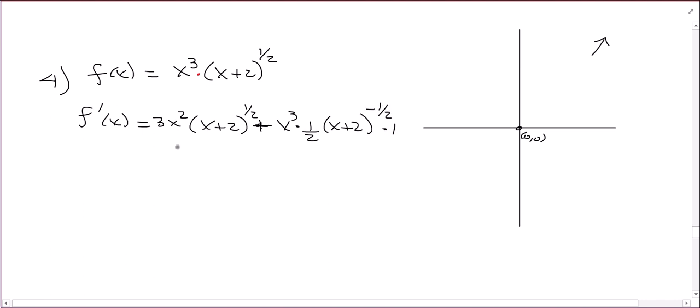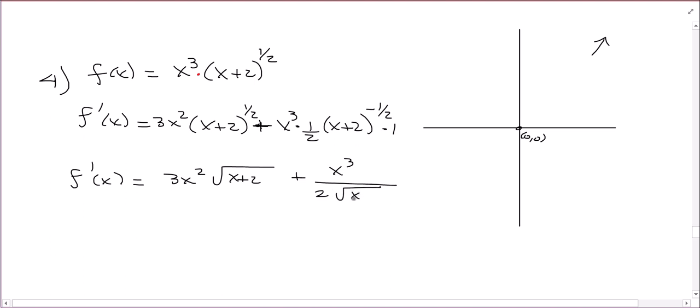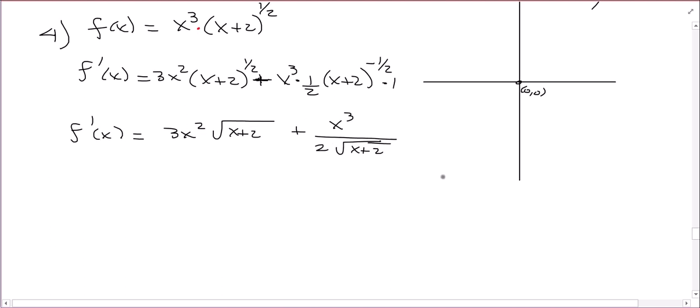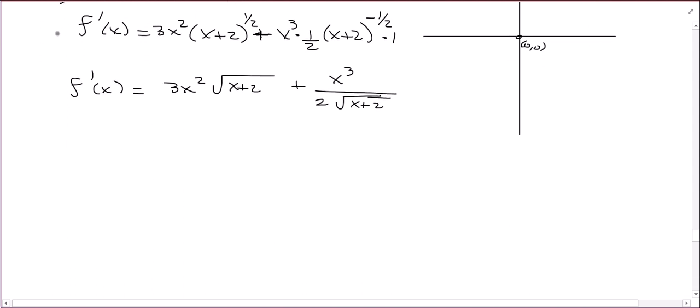By chain rule, just times 1 there, and simplify as much as you can. So I'm going to rewrite this as the square root of x plus 2. And so I'm going to have here, now that has a negative exponent, so this is going to be x cubed over the 1/2, so 2, and then the square root of x plus 2. Ideally, I want to set this equal to 0 and solve for x, but let's get a common denominator first.